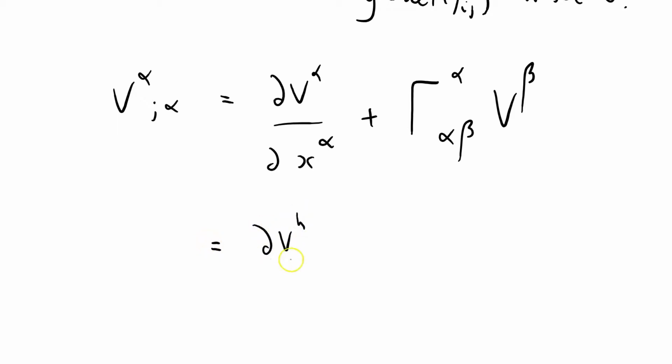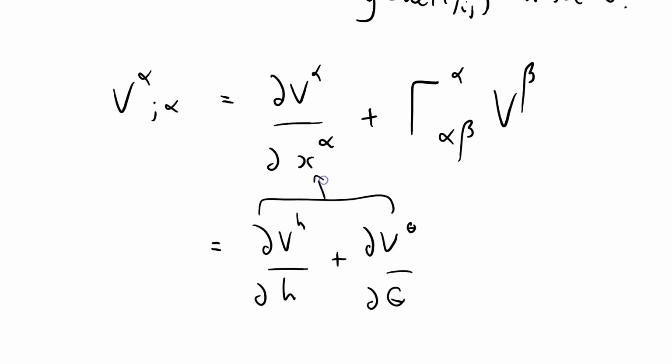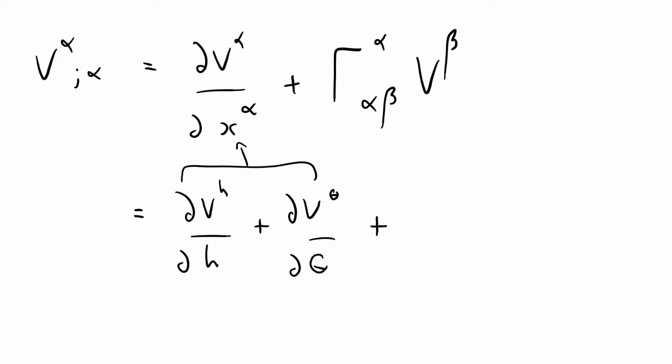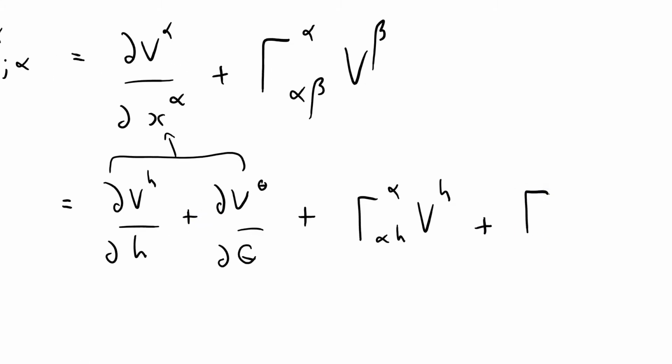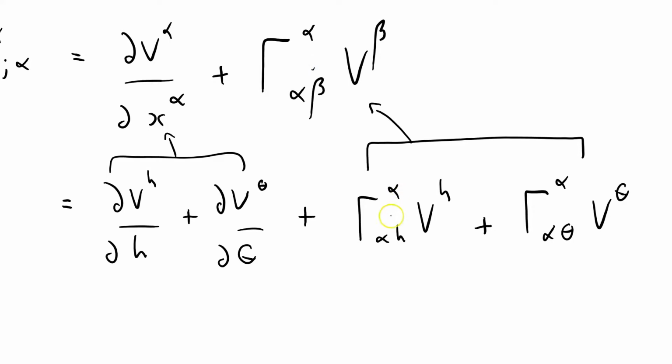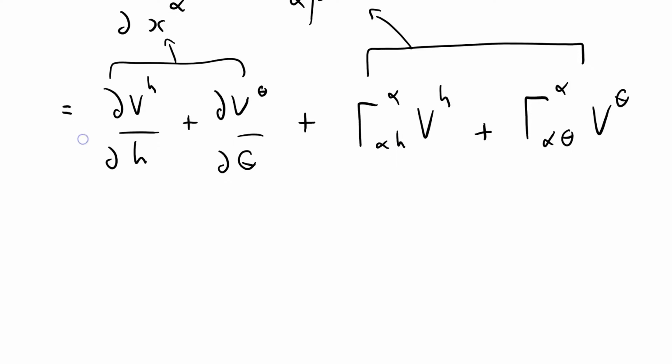We've got ∂V^h/∂h plus ∂V^θ/∂θ, those two terms being this thing here, plus Γ^α_αh V^h plus, let me just write it down, Γ^α_αθ V^θ. These two terms here being an expansion of one of the two summations implicit in this term here, because it's summed over α and β. I'm going to retain that one there because you remember I've got a formula for this.